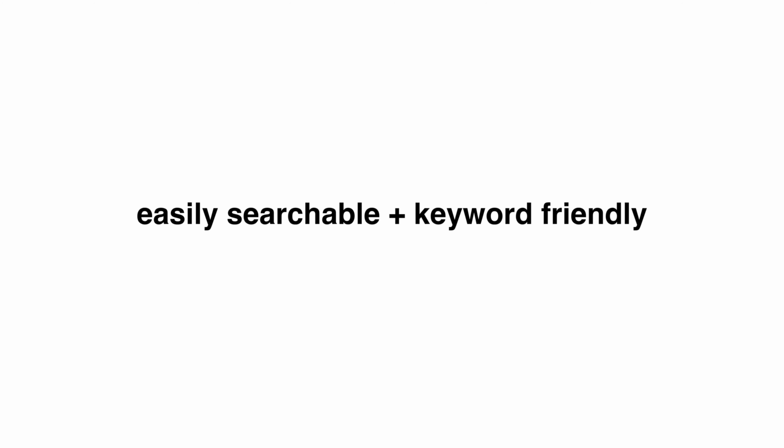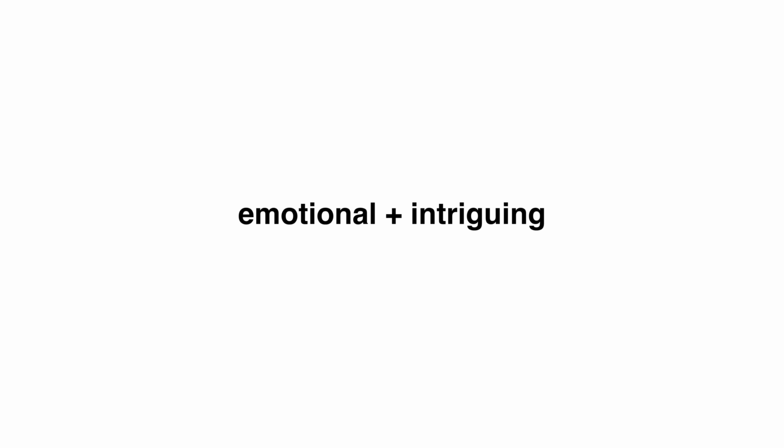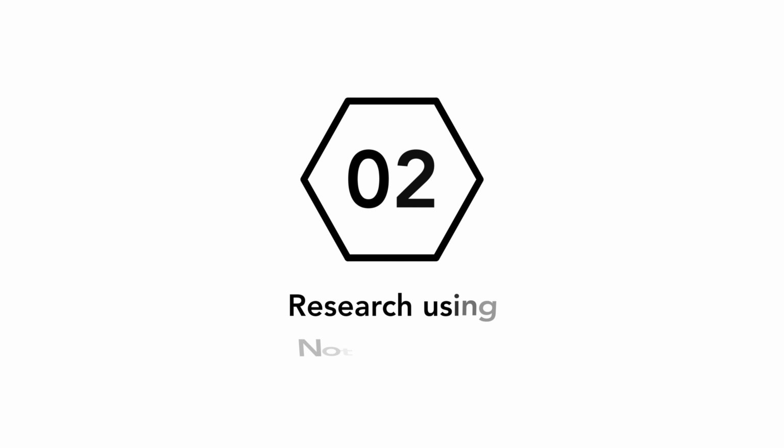Once you've locked in a proven idea, you need to create a really good title, whether it's something that's easily searchable and includes the exact keywords you're trying to rank for, or emotional and intriguing enough to stop the scroll on the homepage. Now, with a proven data-backed idea and a strong title, you're finally ready to start writing the script. Step 2. Research using NotebookLM.